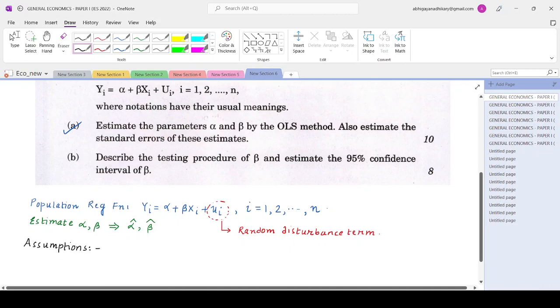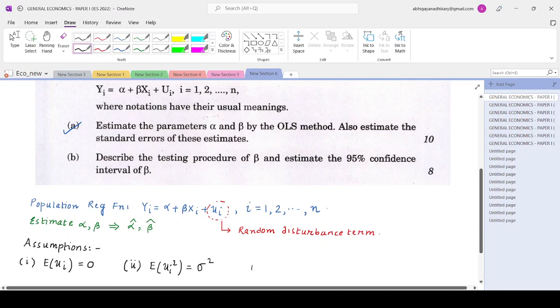The first assumption is that number one, the expected value of ui is equal to 0. Expected value of ui is equal to 0. This is the assumption of zero mean. Second, expectation of ui square is equal to sigma square. This is the assumption of homoscedasticity. That means the variance of the error terms is basically constant across all the observations.